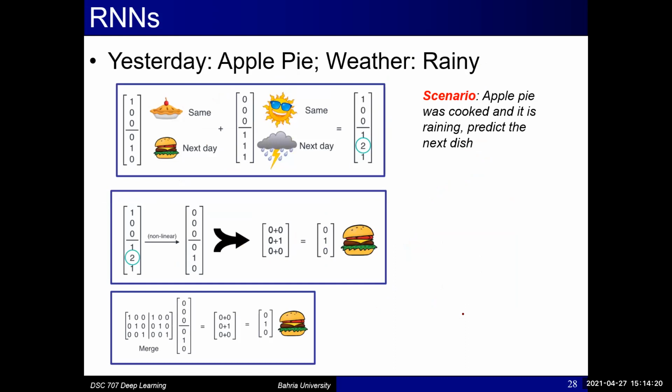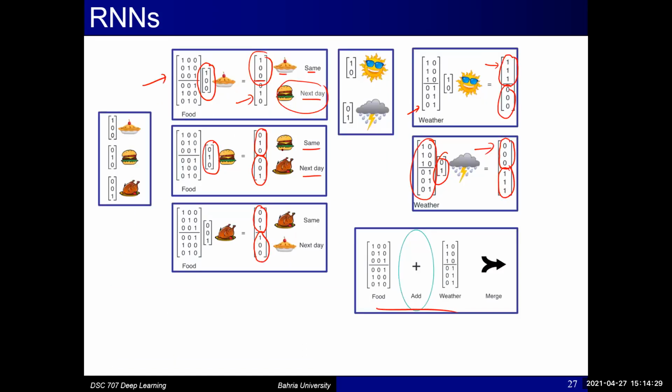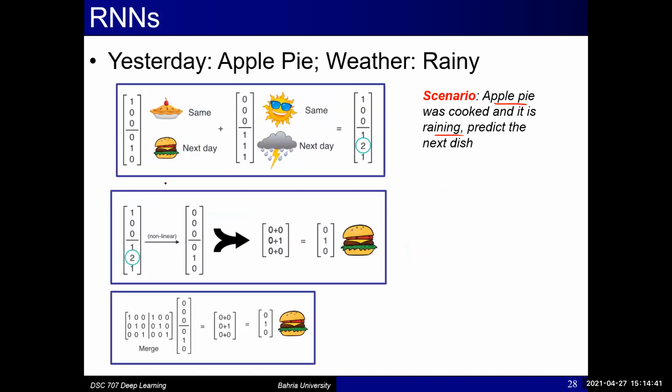Okay, so now let's apply this to a scenario where the previous dish was an apple pie and it is raining today. Okay, so what will happen? So basically we get this as an output and we get this as an output. Okay, because we are assuming the first scenario that the previous dish was an apple pie. Sorry, it's raining today, so we are taking this example. Okay, so now this is the output we are getting from the food matrix, and this is the output we are getting from the weather matrix.